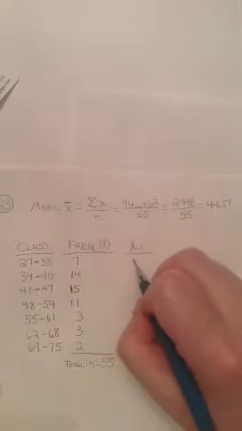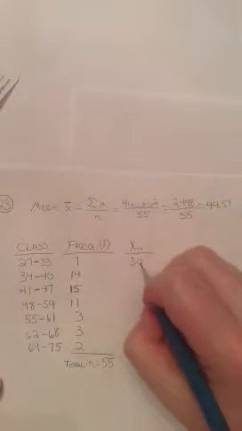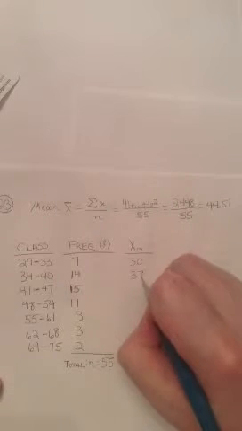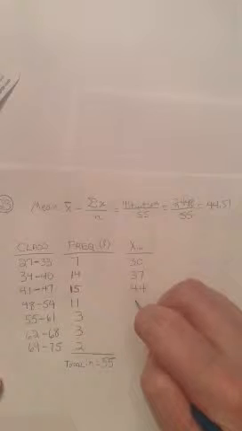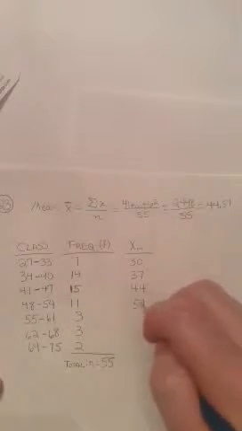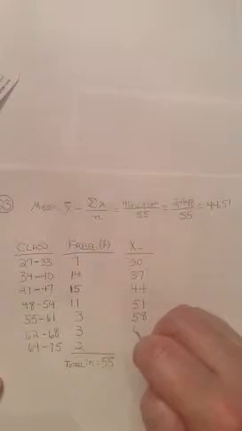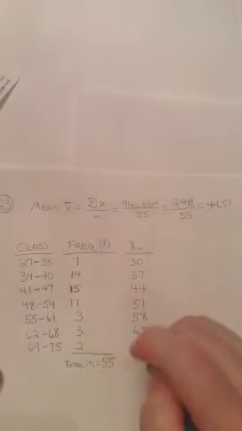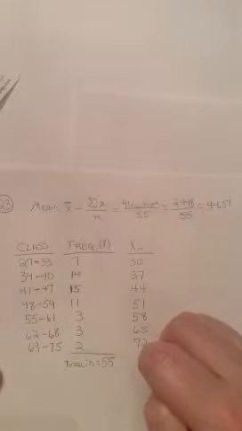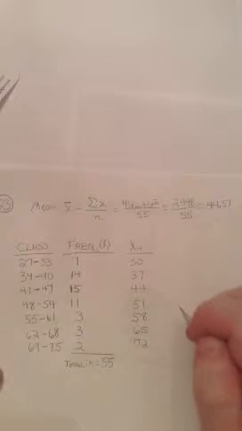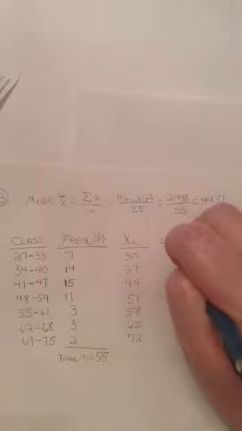The first class midpoint is going to be at 30, and then the midpoint between 34 and 40 will be 30 plus 7, which is 37. Then we have 44, followed by plus 7 is 51. Then plus 7 is 58, plus 7 is 65, and then plus 7 is going to be the midpoint of 69 to 75, which is going to be 72.